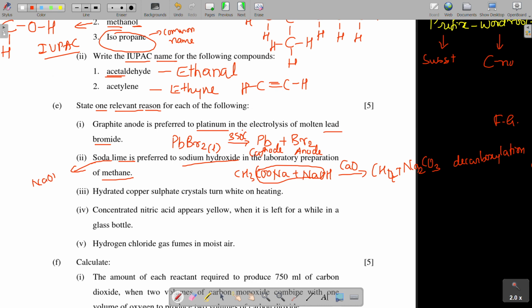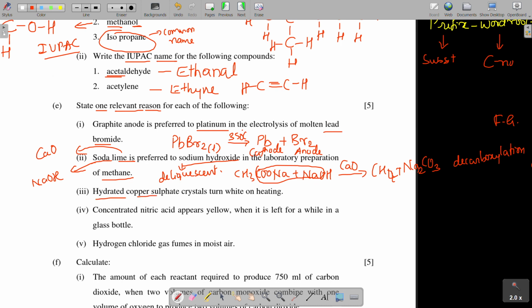Soda lime, how did it get its name? Soda means sodium hydroxide, lime means quicklime. Quicklime is calcium oxide. You should know sodium hydroxide is deliquescent. Deliquescent in nature means it absorbs moisture from the atmosphere and dissolves in it. We don't want any moisture in our reaction. Therefore, if you add quicklime to sodium hydroxide, the deliquescent nature of sodium hydroxide will be reduced. For that purpose we use soda lime instead of sodium hydroxide.